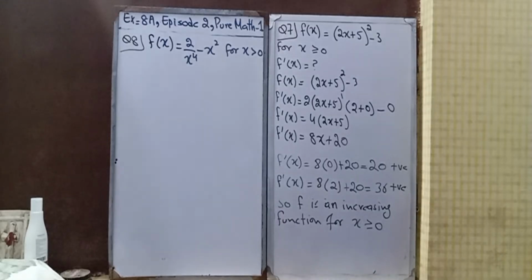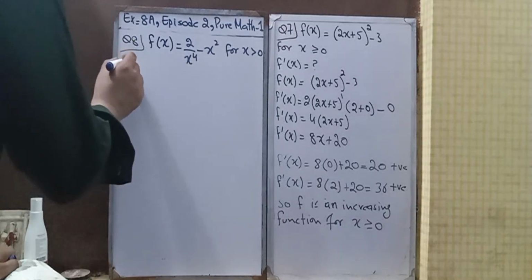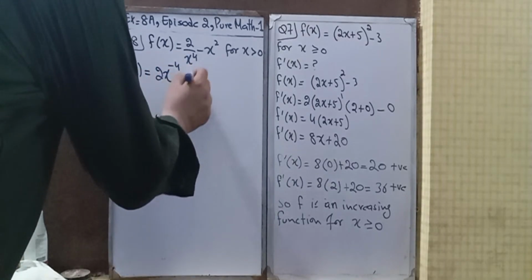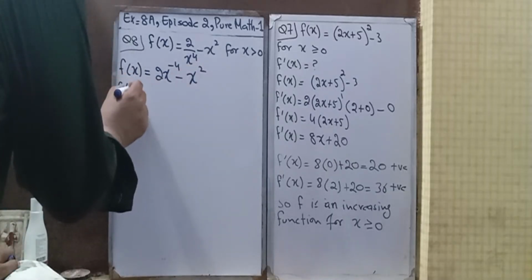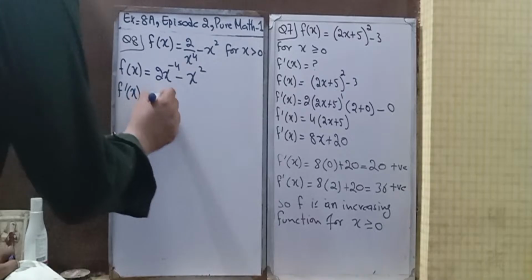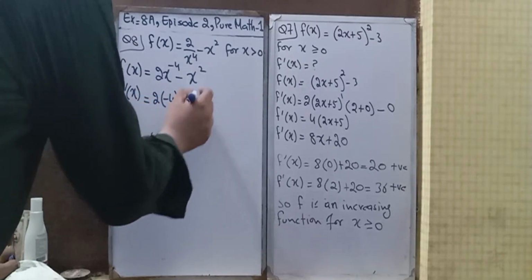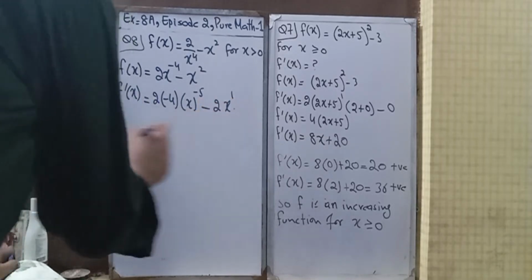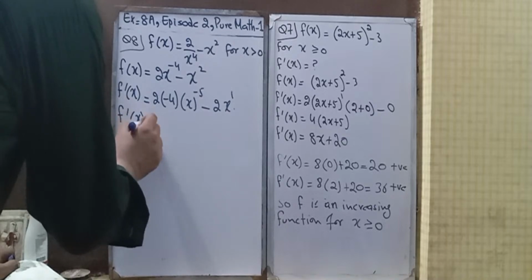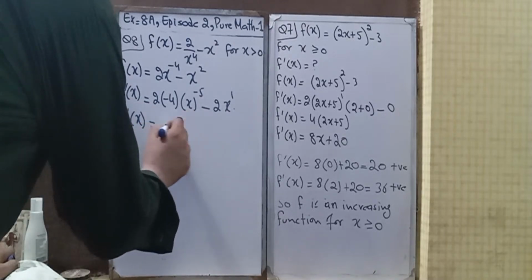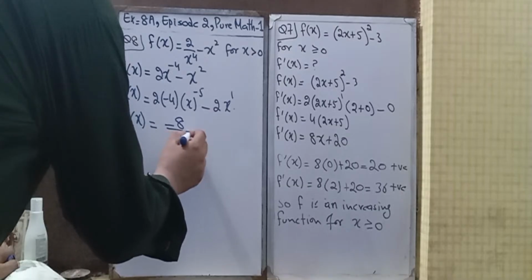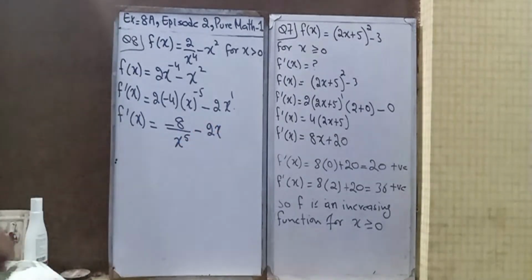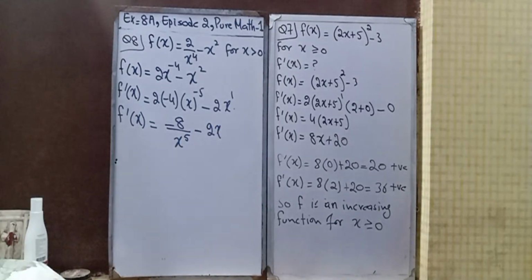So we will make its shape friendlier. So f of x will be equal to 2x raised to power minus 4 minus x squared. Now I can find its derivative. The 2 times minus 4 will come on the side and the power will decrease by 1. Then you have the power coming on the side, and the power decreases by 1. So the derivative is equal to minus 8 divided by x raised to power 5 minus 2x.